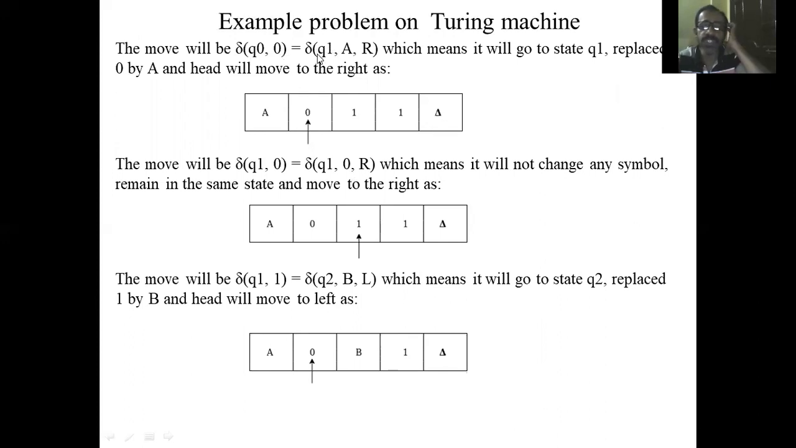Here Q0 is used for changing zeros and Q1 is used for skipping. So delta of Q0 on 0 is: immediately replace 0 with capital A, change the state, and move right by one cell. Once the machine moves right, the head moves to the next 0. Then immediately skip it, because in one cycle we are going to replace only one 0 and one 1. So delta of Q1 on 0 is Q1 only. We are not changing the state. Q1 is used for skipping all the symbols until reaching the first unchanged one.